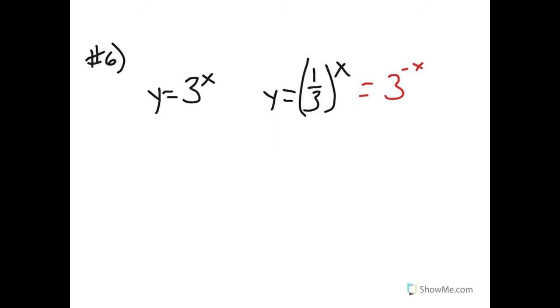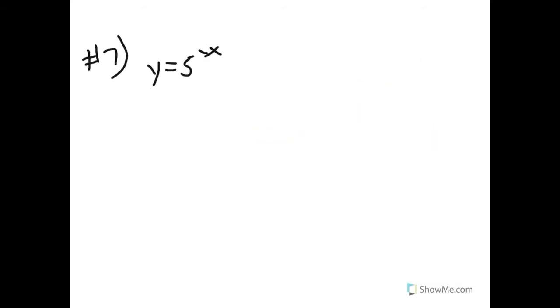How are they different? How do they contrast? The second graph is reflected over the y-axis. Those two graphs are symmetric with respect to the y-axis. Say something like that, and that would give you a good answer for number 6.